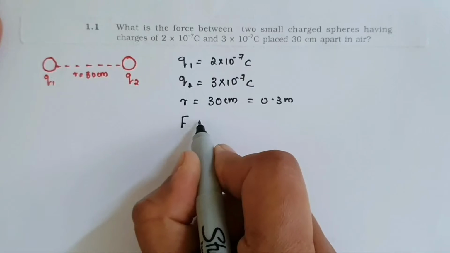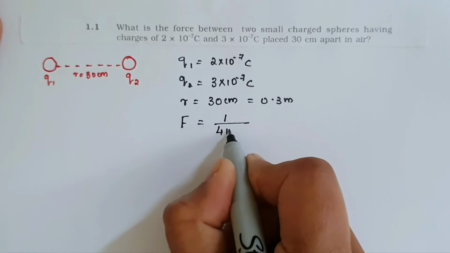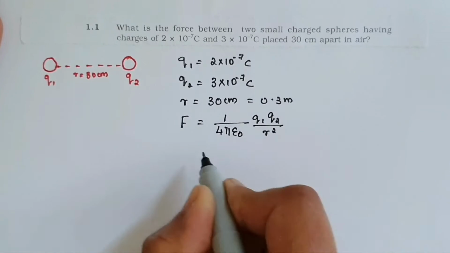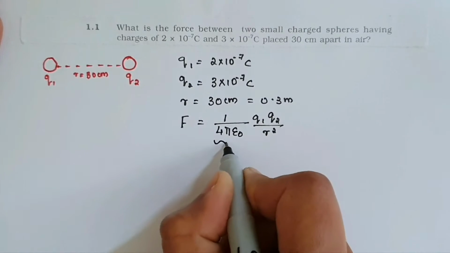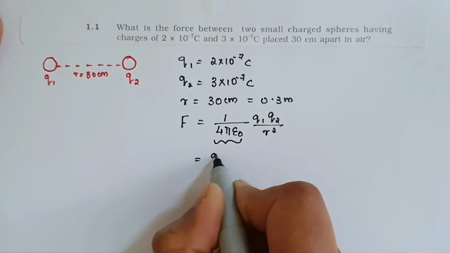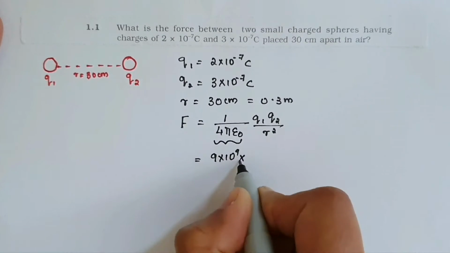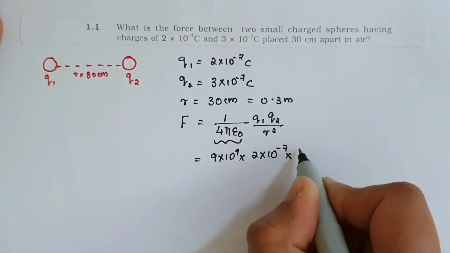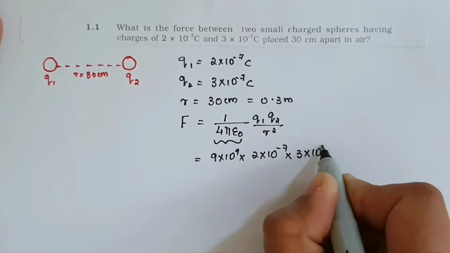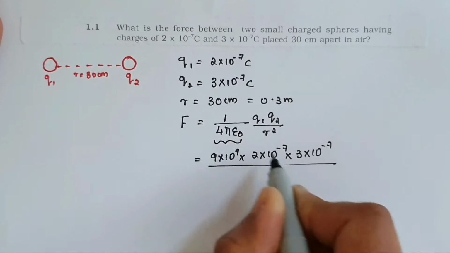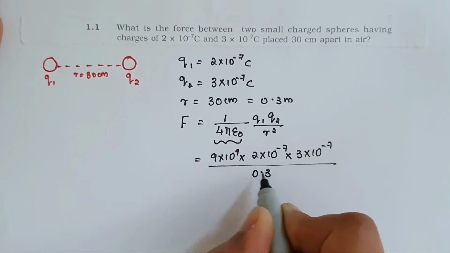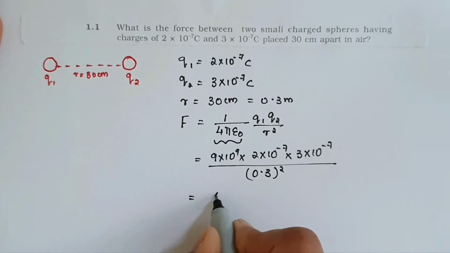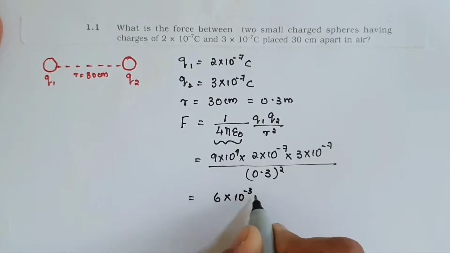According to Coulomb's law, F is equal to 1 by 4 pi epsilon 0 Q1 Q2 by r square. Now substitute the values. 1 by 4 pi epsilon 0, it's a constant, that is 9 × 10^9, into Q1, it is 2 × 10^-7 coulomb, into Q2, it is 3 × 10^-7 coulomb, all divided by r square, that is 0.3 square. This is equal to 6 × 10^-3 Newton.